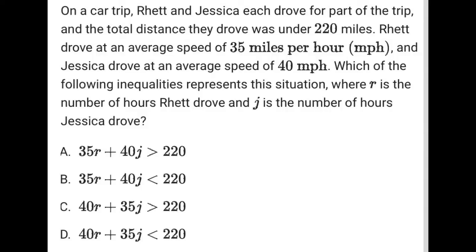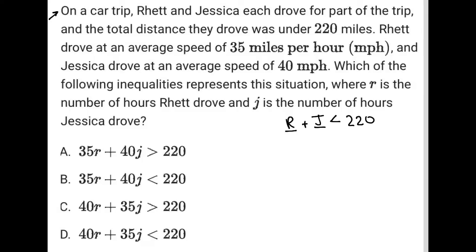So this question says, on a car trip, Rhett and Jessica each drove for part of the trip, and the total distance they drove was under 220 miles. So I'm going to say R for Rhett plus J for Jessica was less than 220. And of course, this R and J has to do with the miles that Rhett drove and the miles that Jessica drove. Rhett drove at an average speed of 35 miles per hour, and Jessica drove at an average speed of 40 miles per hour.